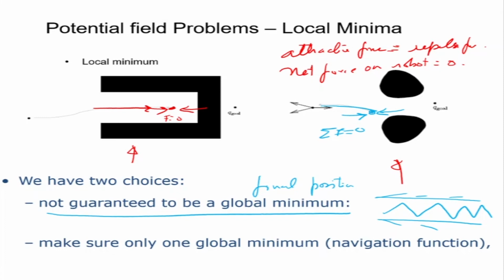So if we can have a function which does not have local minima, or the local minima near the goal, okay, then there is a high chance that it will go to the goal only. Okay, and such functions are called navigation functions.